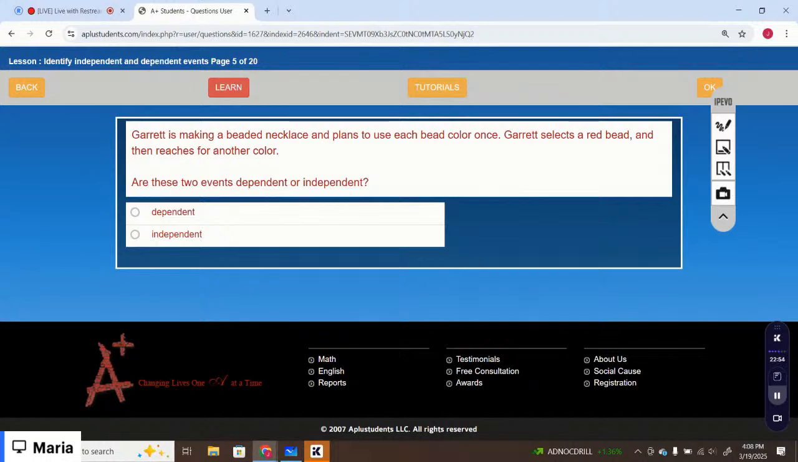Garrett is making a beaded necklace and plans to use each bead color once. Garrett selects a red bead and then reaches for another color. Are these two events dependent or independent? They are dependent events.